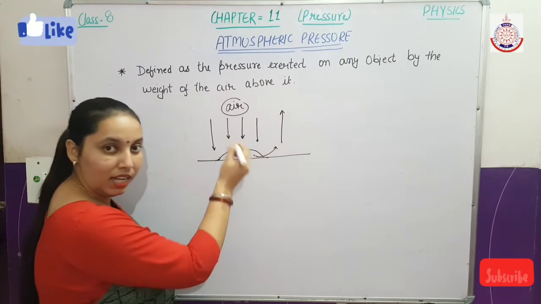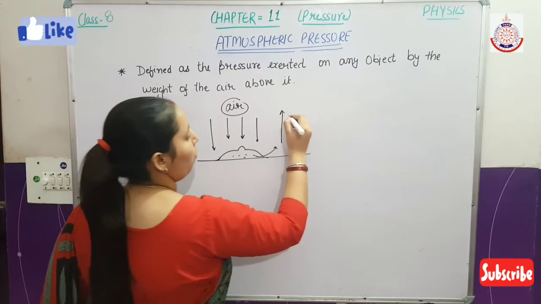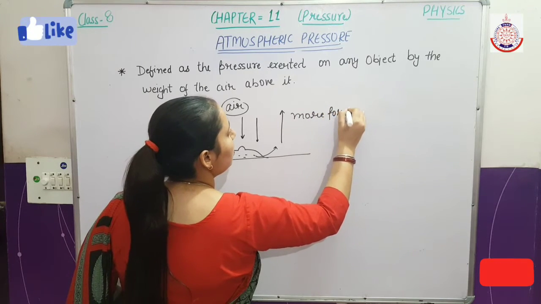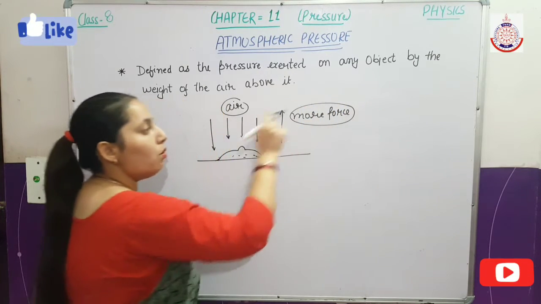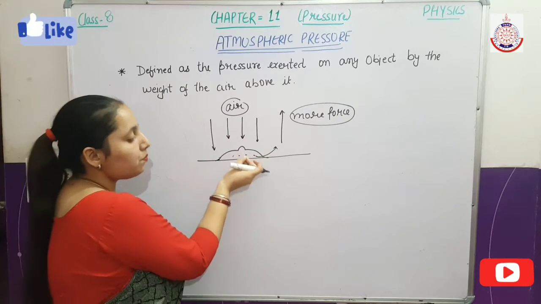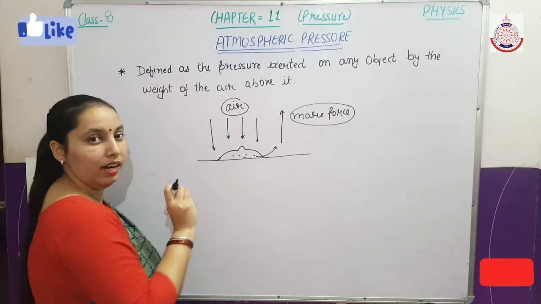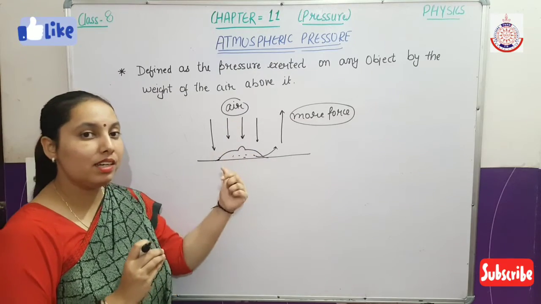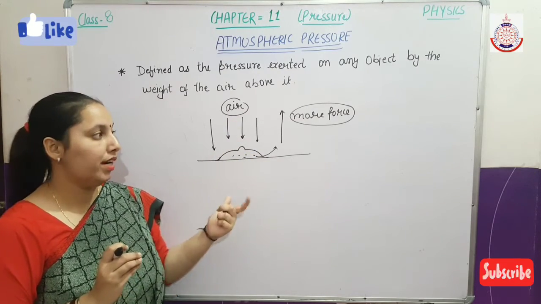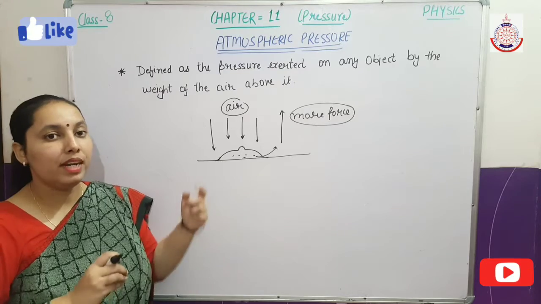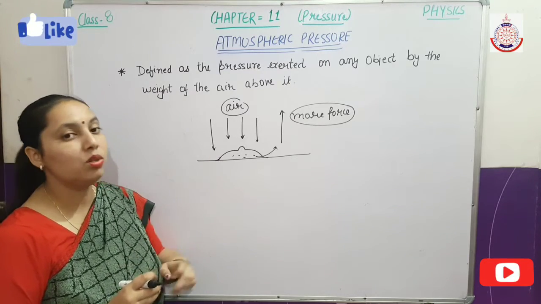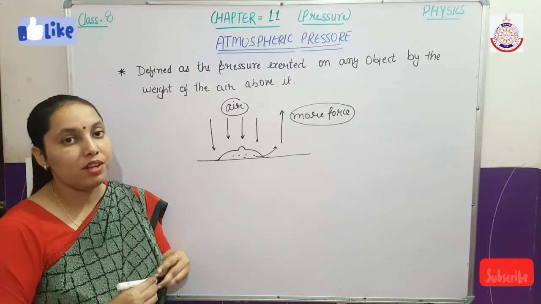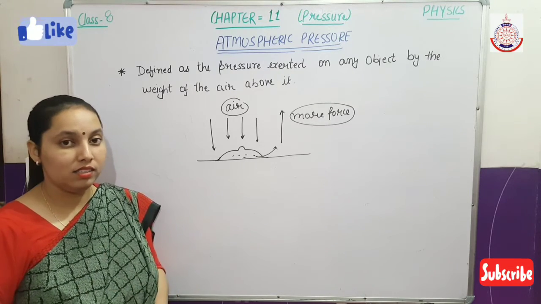If I want to pull it, I have to apply pressure in the opposite direction but with more force. It means I have to apply more force to pull the rubber sucker. So this is due to atmospheric pressure, and the rubber sucker is one example. There are so many examples. The atmosphere is exerting pressure on each and every object on the Earth's surface.